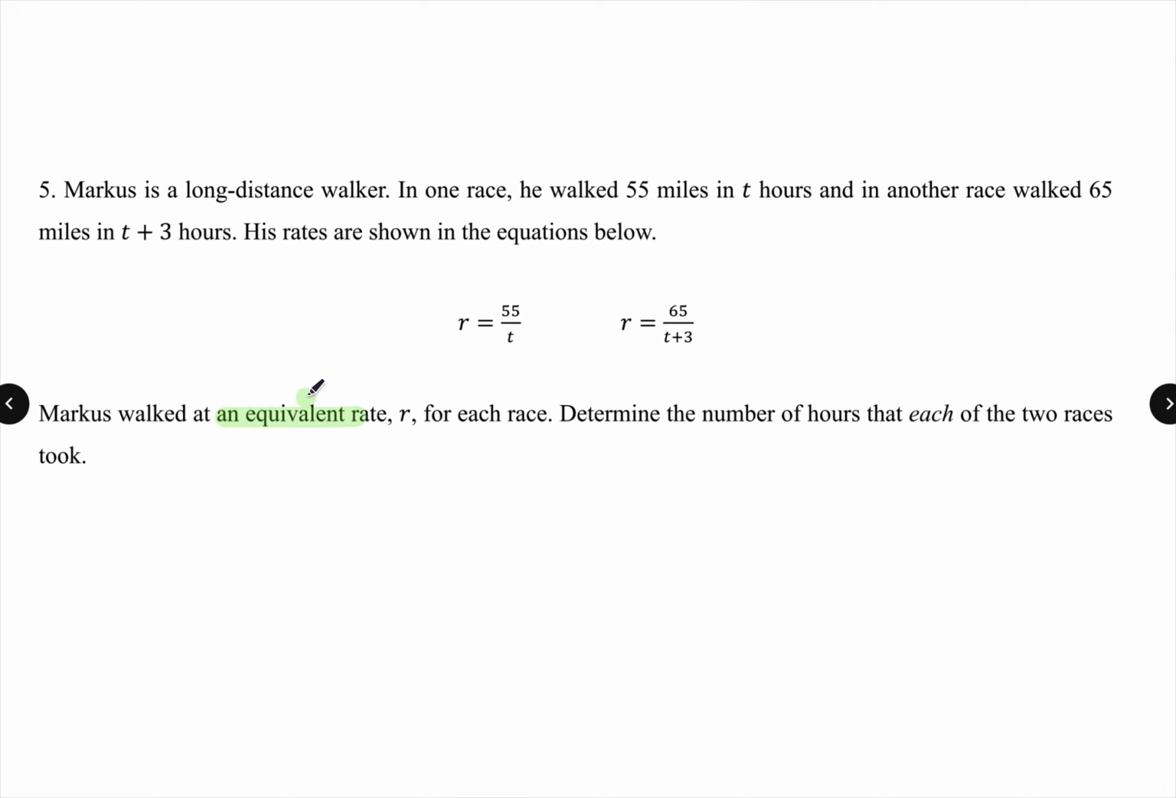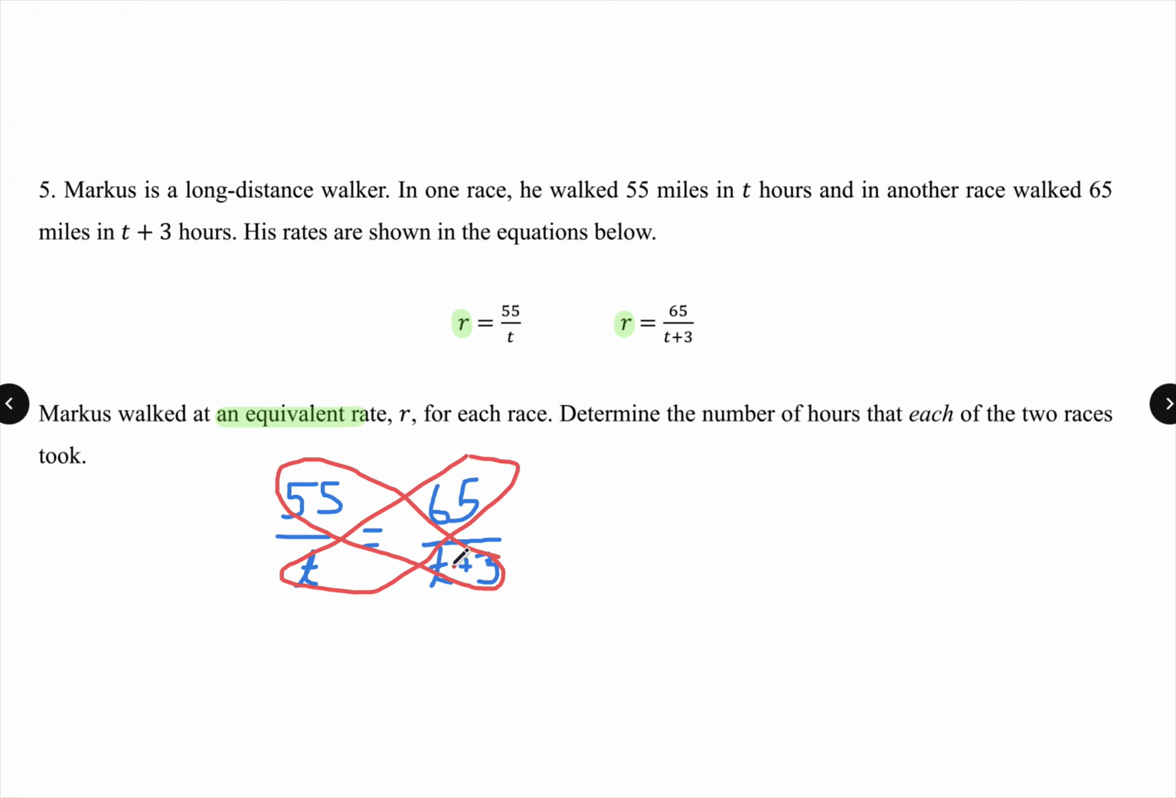Equivalent rate means I have an R over here and an R over here. What do I want to do with these? I want to set them equal to each other. 55 over t equals 65 over t plus 3. You have a bunch of different ways to do this. I could multiply by the least common denominator, like for the bigger rational equations. But guess what? I have a proportion, so I can just do the little butterfly method and cross multiply.